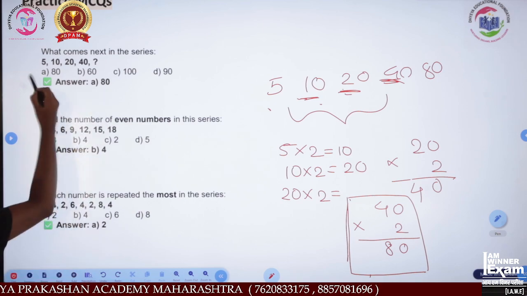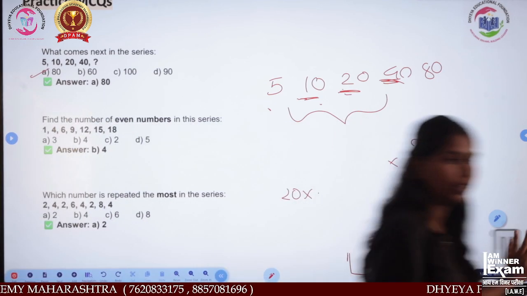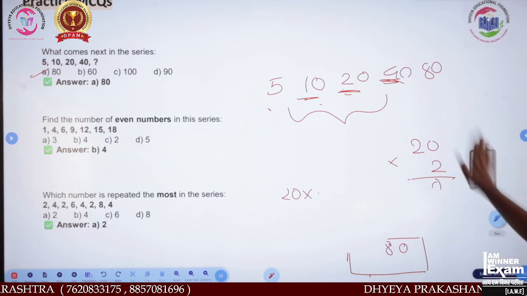Now here option A, it is 80. Option A, it is 80. Okay. Now read the next one.